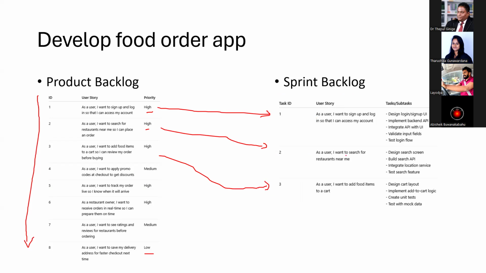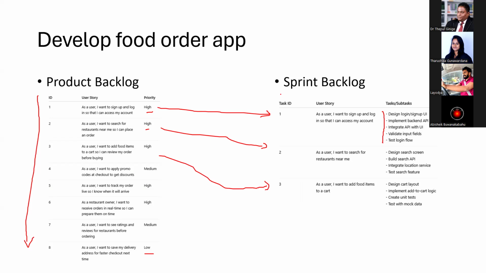So for each and every user story, that means each and every requirement, there are some subtasks which we need to do, right? So these are the things we are going to develop. We are not going to take all the tasks from the product backlog. No, we are going to pick whatever tasks we can do within the given time period, and then we are going to do them. Right.